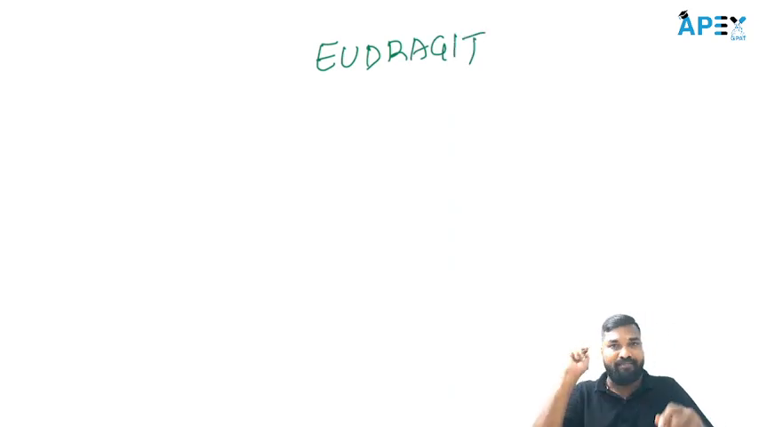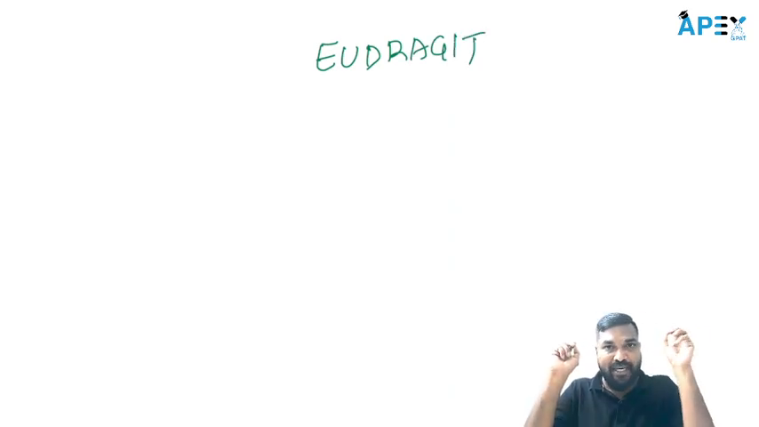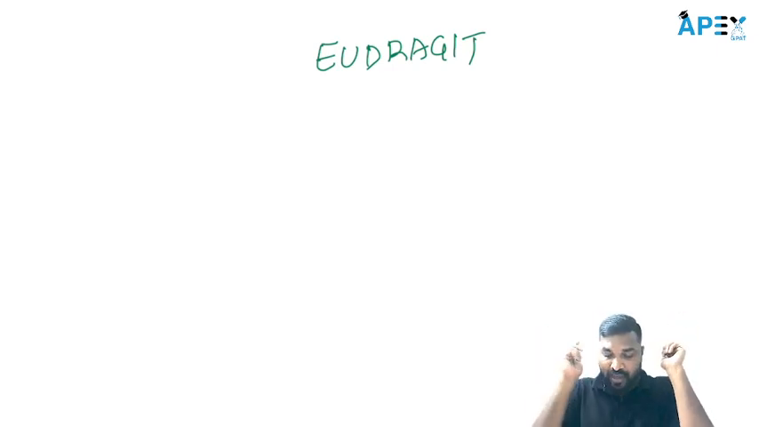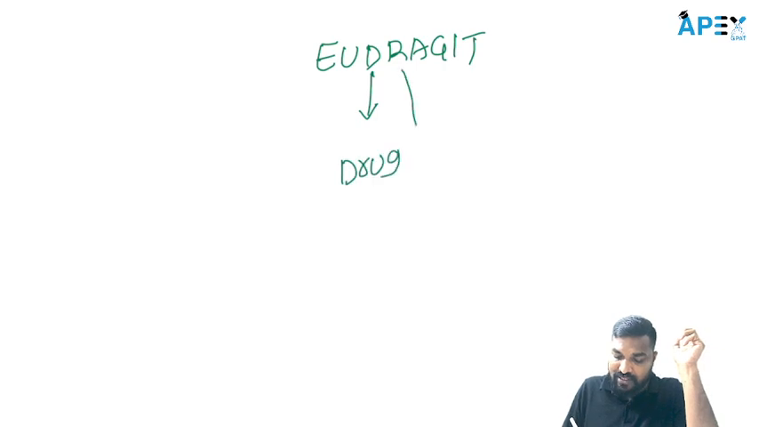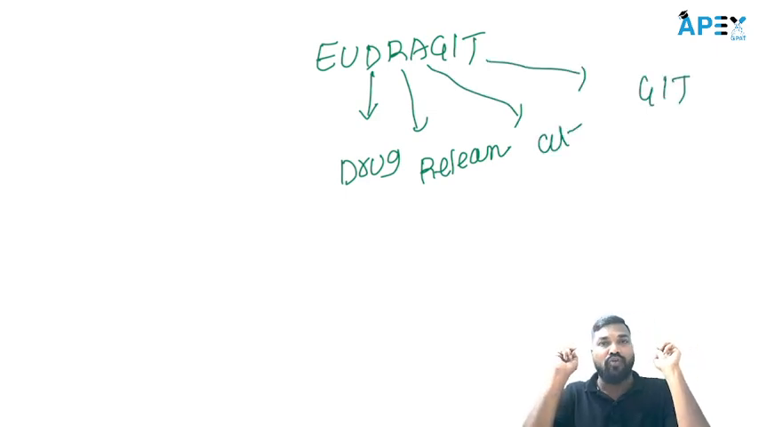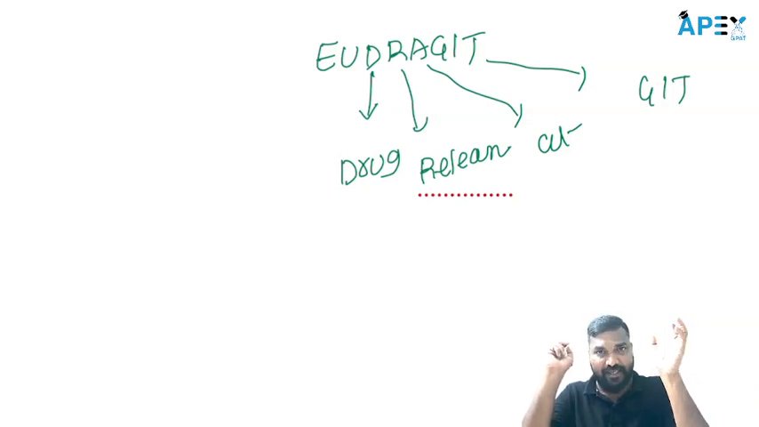You know that Eudragit is one type of polymer. It is a chemical polymer made with acrylic acid. Eudragit itself says what it does: R means release, A means at GIT. So this polymer causes the drug release at the GIT. This is the primary purpose of Eudragit.